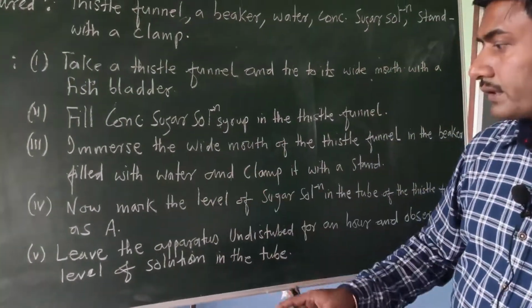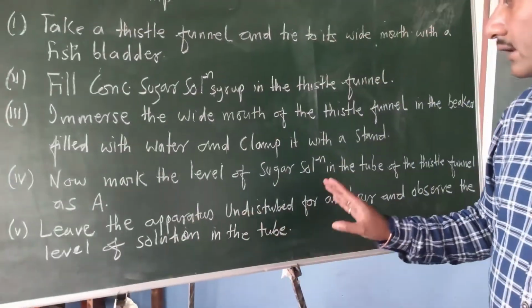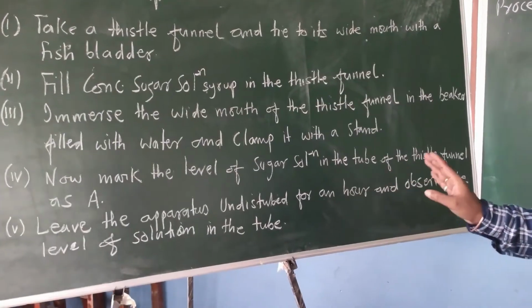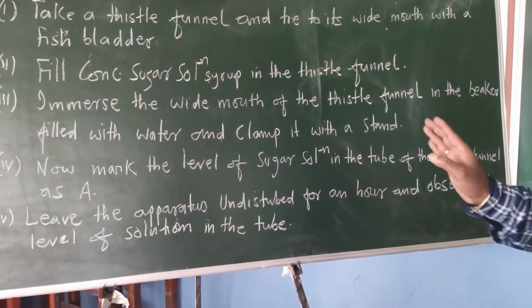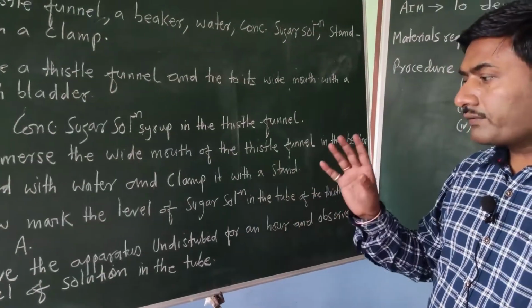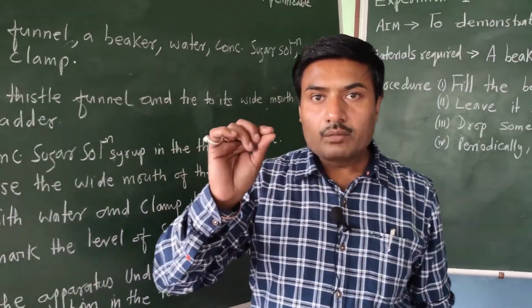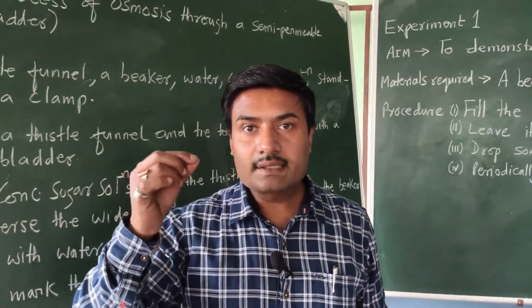The last step, that is the fifth step, leave the apparatus undisturbed for an hour and observe the level of solution in the tube. When the final level has been reached, then you mark it as B.